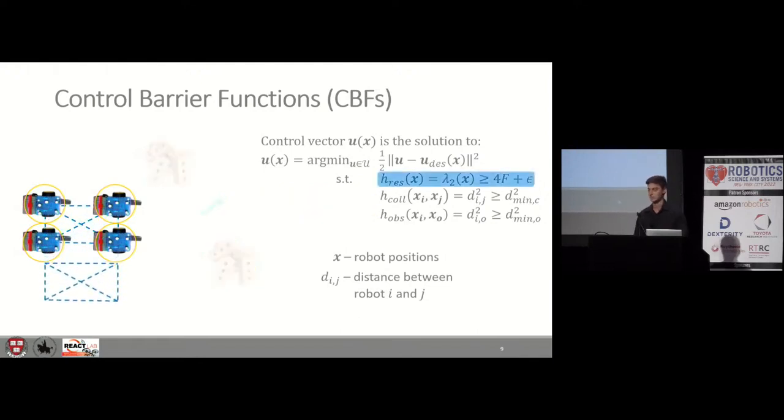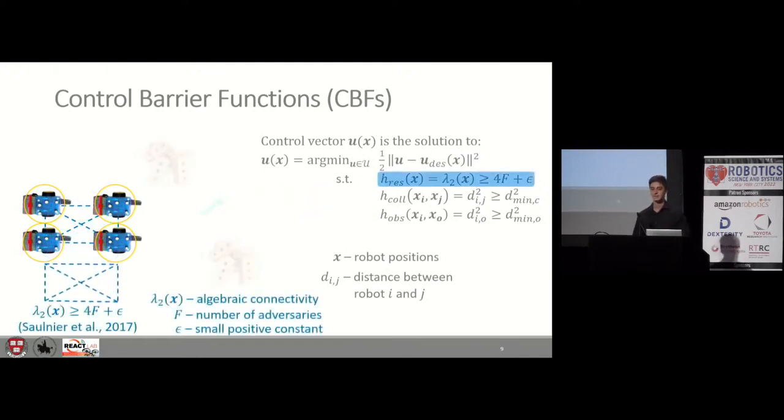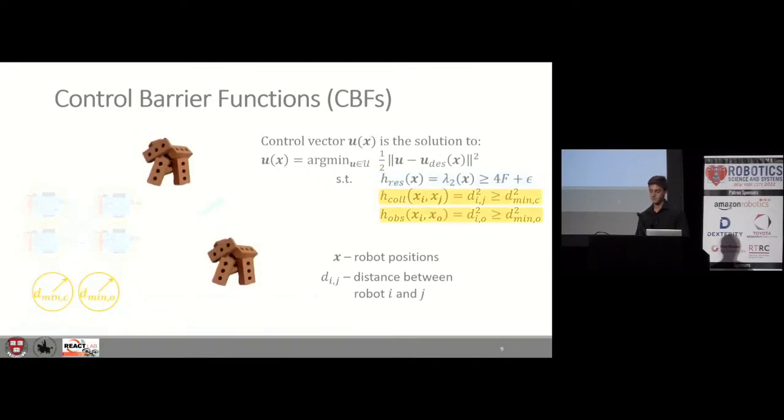For the resilience constraint, we look at the algebraic connectivity of the network, which quantifies how well connected the network is. Previous works have shown that if the algebraic connectivity is at least 4f, where f is the number of adversaries in the network, then resilient consensus can be guaranteed. And so we set this as our resilience constraint. To deal with collision and obstacle avoidance, we set safe distances dmin-c and dmin-o and require that the robots respect these distances.